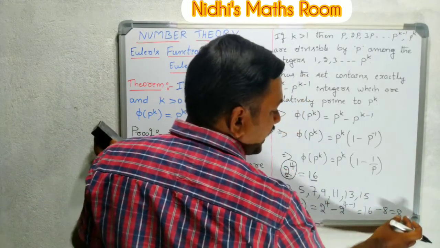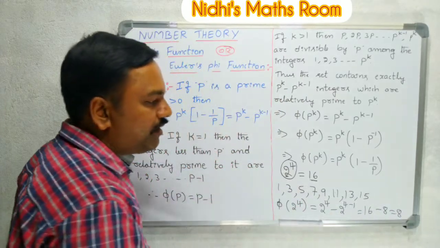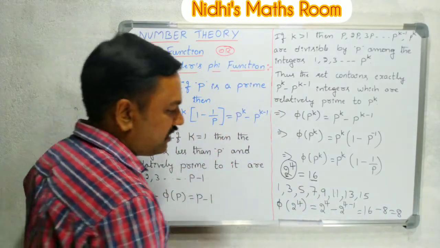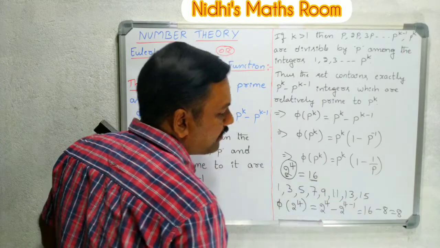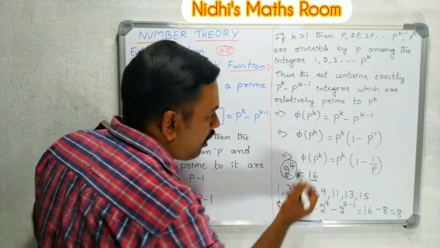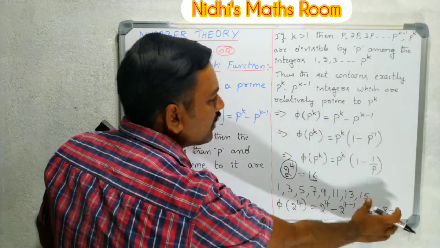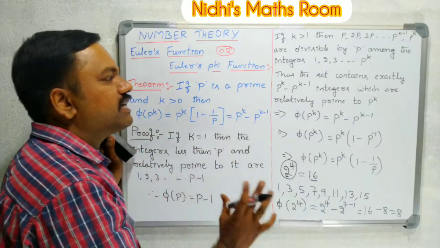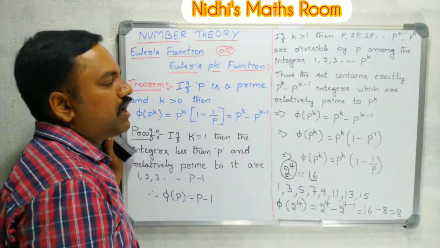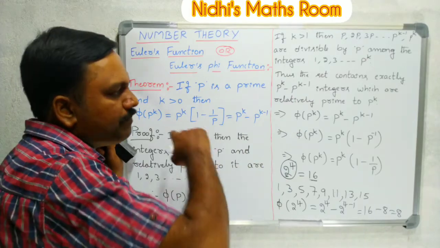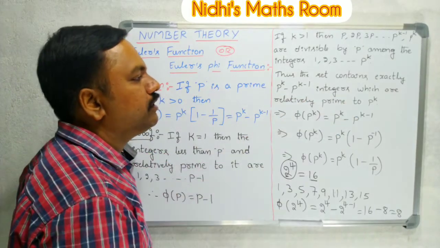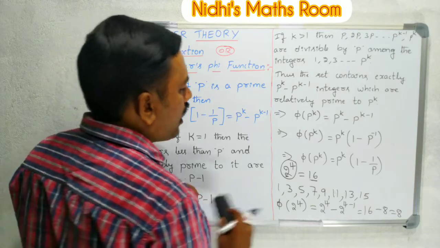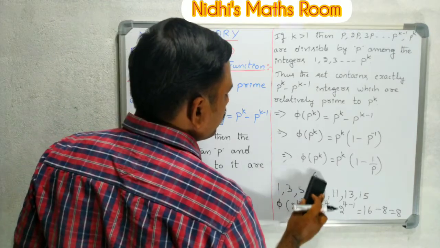So the 8 integers are relatively prime with 16 and less than 16. Here also we got 8 digits, 8 integers. On the basis of this concept, we get 8. So the set contains exactly p power k minus p power k minus 1 integers which are relatively prime to p power k. So we will prove it this way.